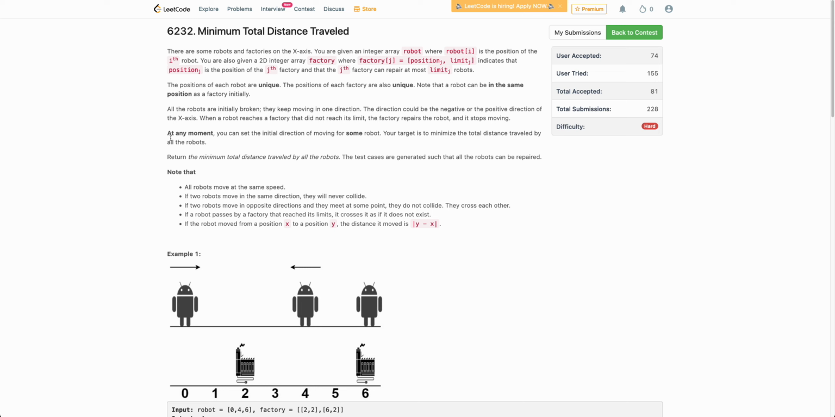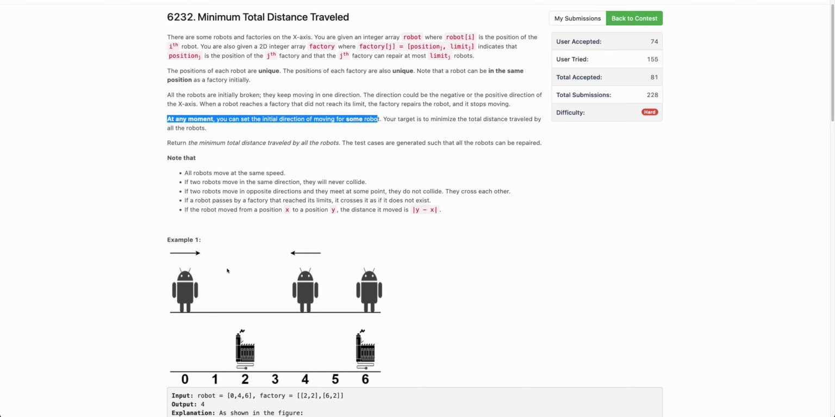Now they are saying that robots can move either left or right, and at any moment we can change the direction of the movement of the robot. Now the question is, to get this robot repaired at some factory, this robot needs to travel some distance, right? So you have to determine the minimum distance traveled by all the robots to get repaired.